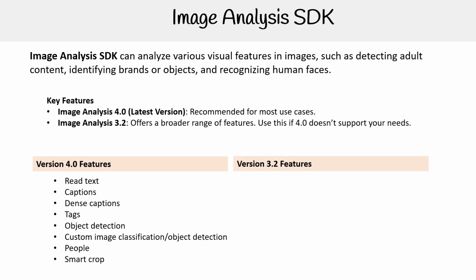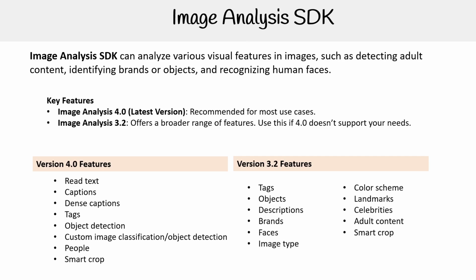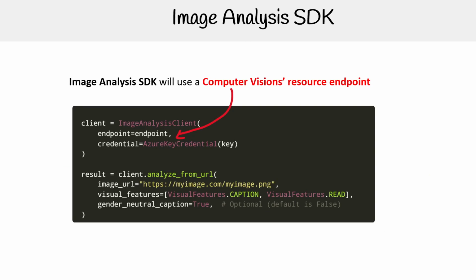So for version 4, we've got read text, captions, dense captions, tags, object detection, custom image classification, people, smart crops. And then in version 3.2, you can see there are some different things like celebrities, adult content, landmarks, things like that. One thing I want to point out is that when you are utilizing the SDK, you're using the Computer Vision resource endpoint. There's no Image Analysis resource in Azure. It's just more confusion for people trying to match up the marketing versus the portal versus what's in the code.